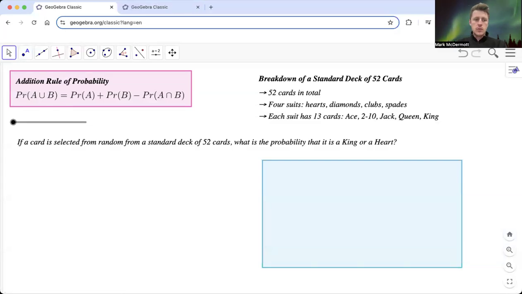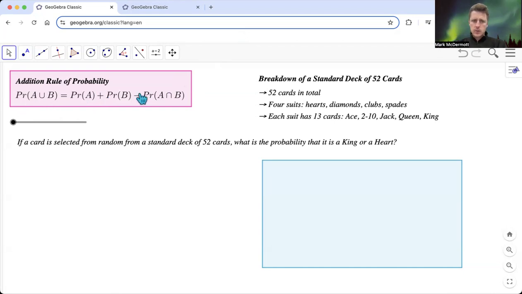We're going to look at the addition rule of probability. I think this is something that is best explained with an example because looking at it can be quite confusing with all the different notation, but as soon as we do an example, it'll make a lot of sense.